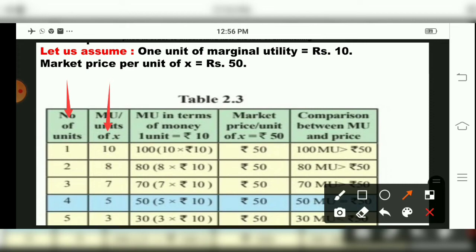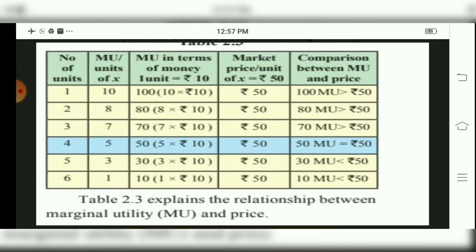They have given one example, that the first MU is 10. Then we write 8, 7, 5, 3. This you can learn by heart, no problem. Then MU in terms of money, 1 unit is equal to rupees 10. They have told 1 unit of X. And the market price they already told is rupees 50 per unit of commodity. Then we studied the comparison, the fifth column between MU and price, where we studied intra-marginal units. Then at the fourth unit it is called consumer's equilibrium, and at the fifth and sixth units marginal utility is less than the price, which is called extra-marginal units, children.